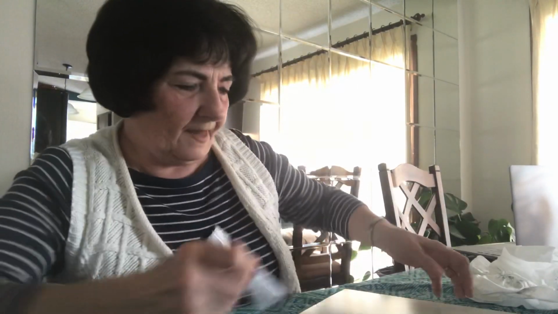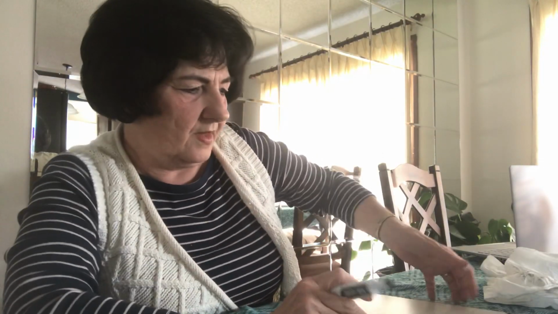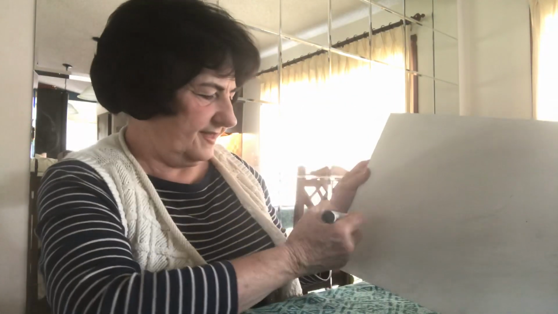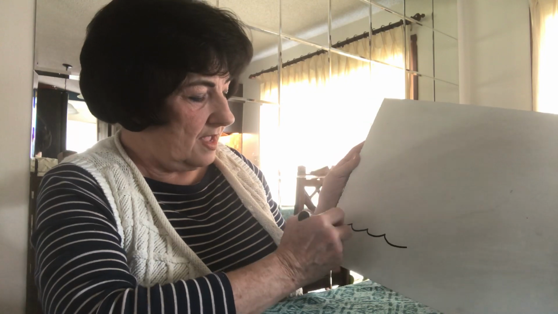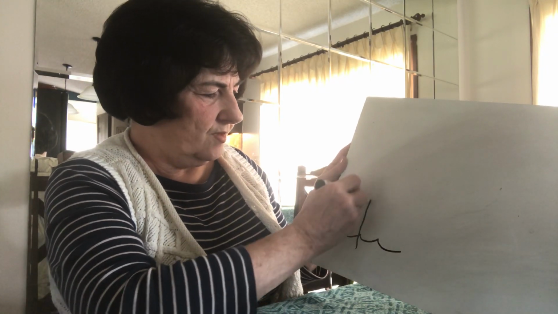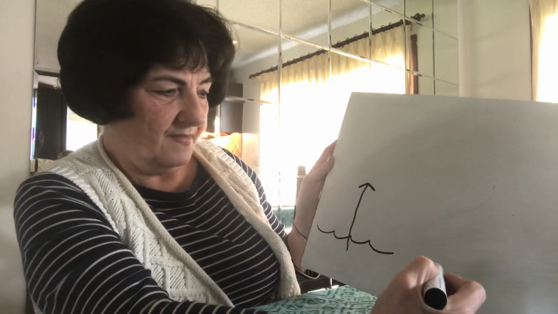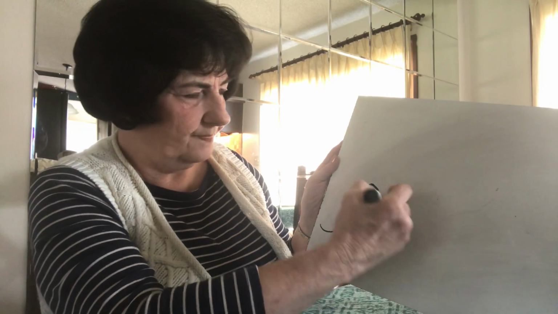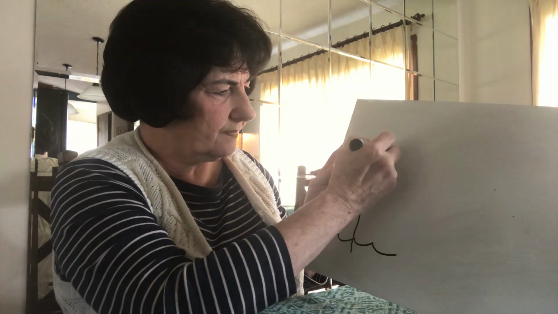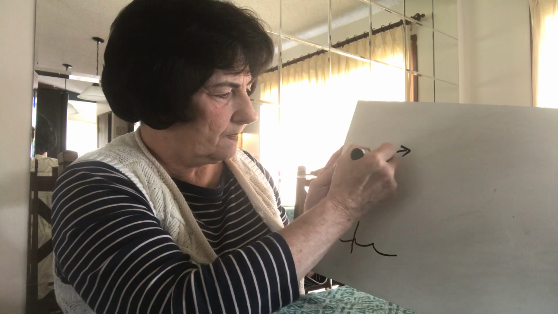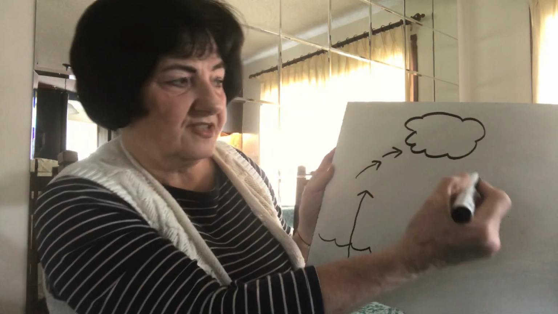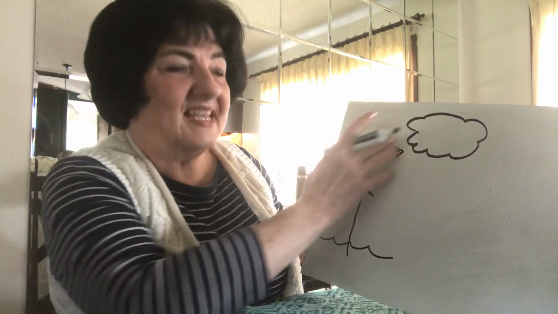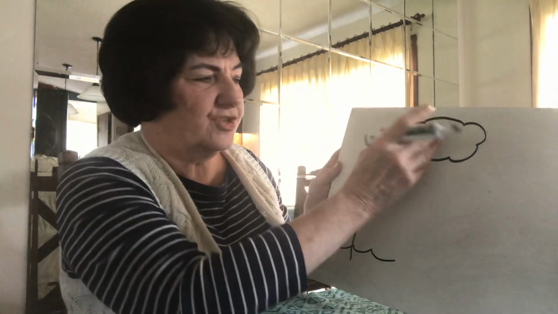Okay, so if this is my water, say this is the lake, okay? When the water is going up like that, it's called evaporation. And as it goes up, it turns into a cloud. The cloud is condensing. In other words, it's a gathering of all of the moisture in the air.